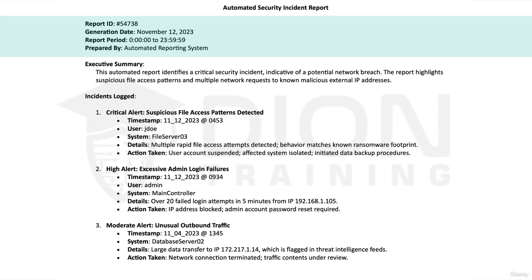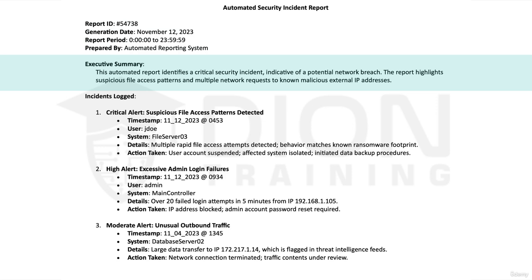Now, when we look at the prepared by, this would normally have an analyst name, or if it was generated by the system automatically, just like this one was, you would see something like automated report or automated reporting system. Next, there will be some sort of an executive summary that will tell you a little bit about the report. In this case, it says that this automated report identifies a critical security incident indicative of a potential network breach. The report highlights suspicious file access patterns and multiple network requests to known malicious external IP addresses.